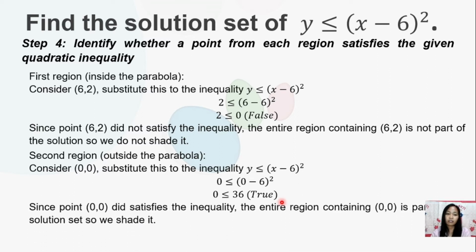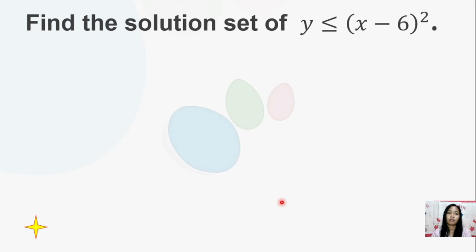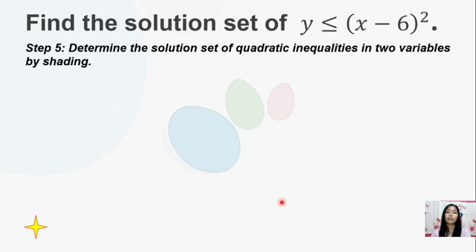Since the point (0, 0) did satisfy the inequality, the entire region containing (0, 0), or the region outside the parabola, is a part of the solution set. So we shade it. Therefore, we determine the solution set of quadratic inequalities in two variables by shading. So the graph will look like this.